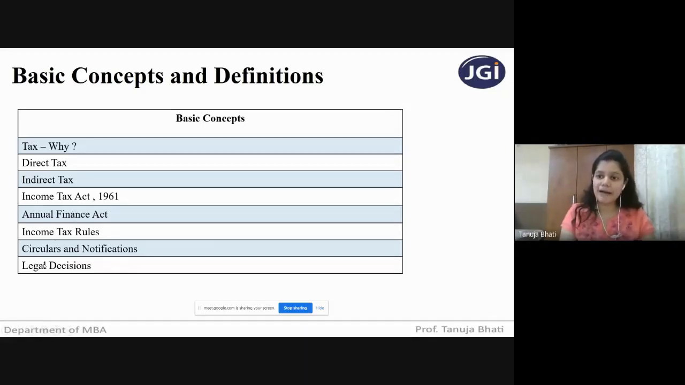Legal decision means a decision taken by the Supreme Court on certain affairs against which litigations were going on. Litigations means a dispute between the assessing officer and the SSC who is paying tax. So legal decisions are nothing but decisions taken by the Supreme Court or maybe a High Court in respect of a particular matter of an SSC. Now, are all these basic concepts clear, students?